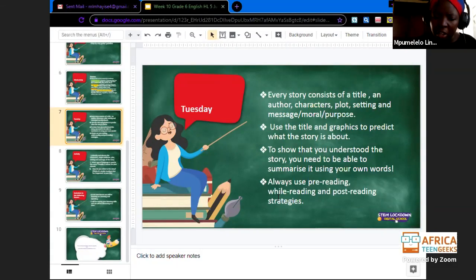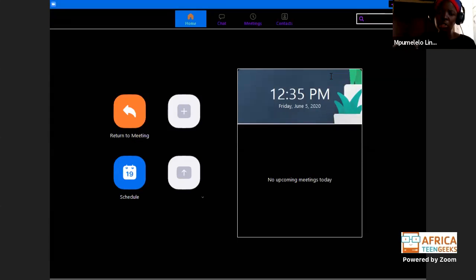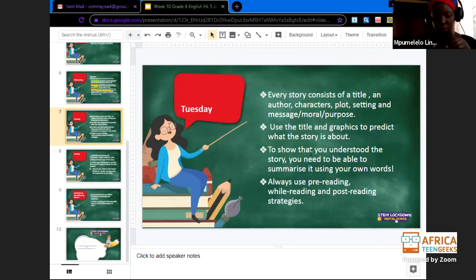And then while reading, what are the things that you do when you are reading the story? Indicate on the chat. So now, once you go over the story, what are the things that you can do to help you understand the story? I'll give you one example. You can actually highlight the words that you don't understand.